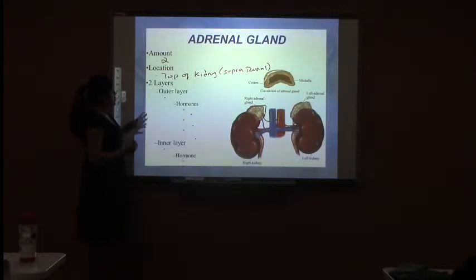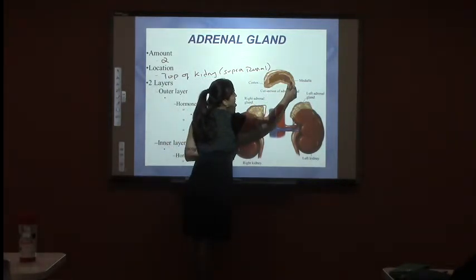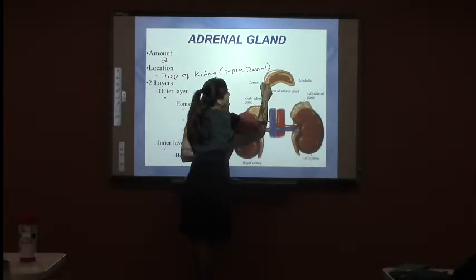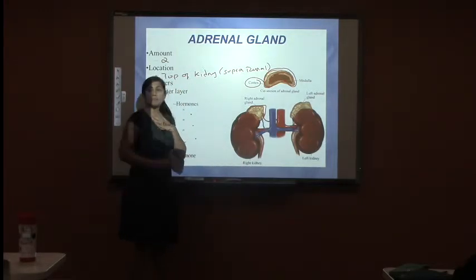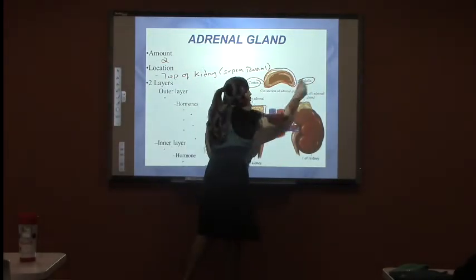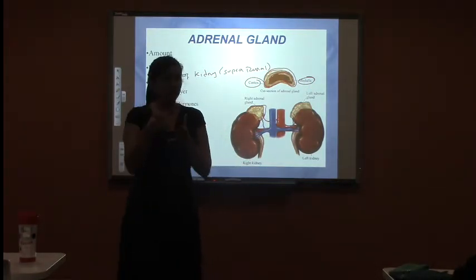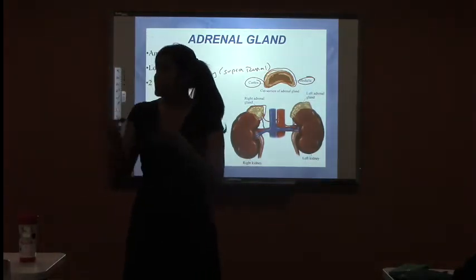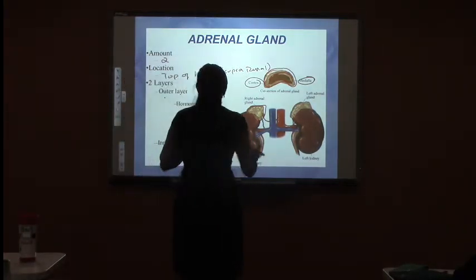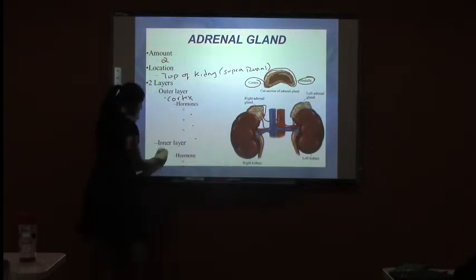Now, the adrenal gland has 2 layers. It has an outer part, which is called the cortex. The outer part is cortex, and the inner part is called the medulla. So when you take an adrenal gland and cut it, in the cross section, you will see the inner area, which is called the medulla, and the outer area, which is called the cortex. And that's important because they secrete different hormones. Okay, so the outer layer is cortex, inner layer is called medulla.